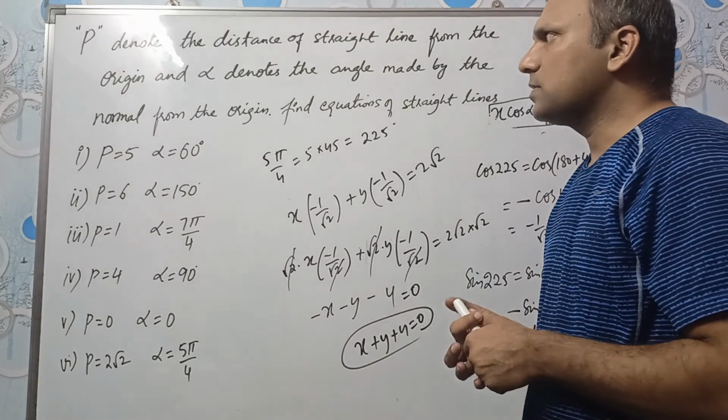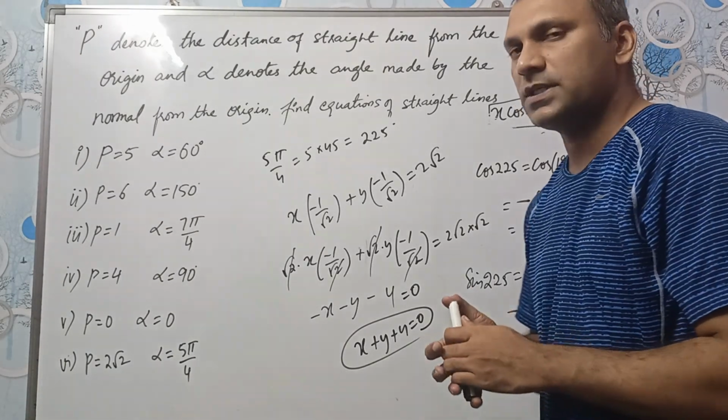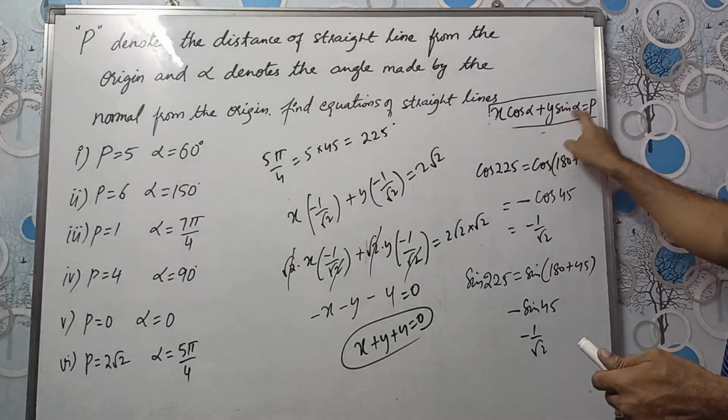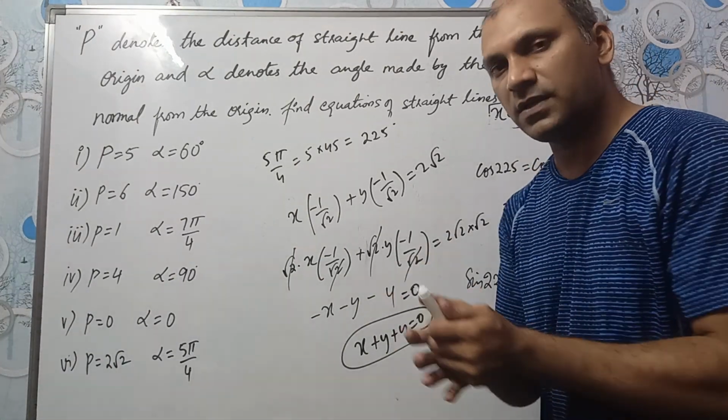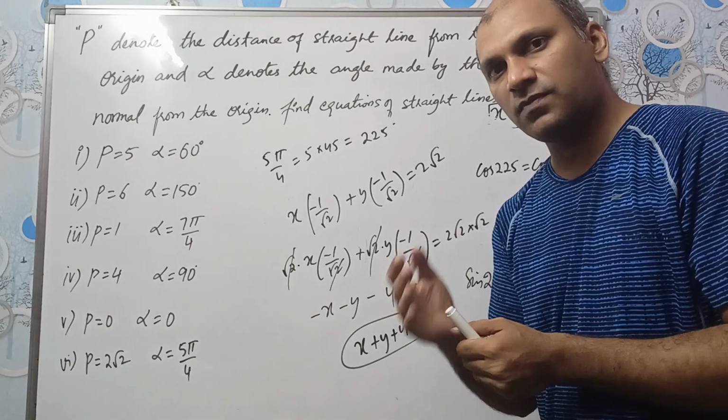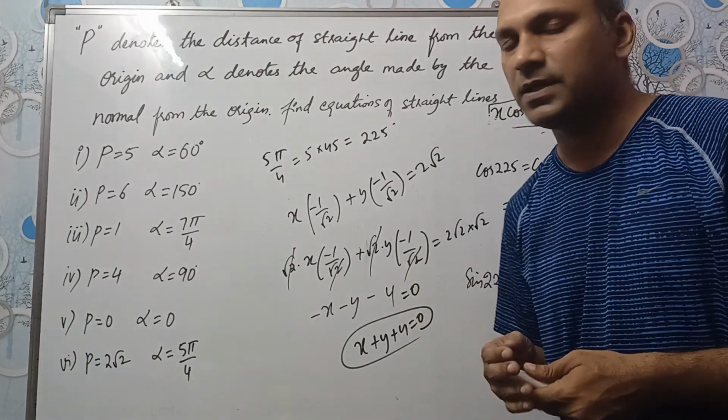Alright, so that's all in this video. I hope you understood the concept: x cos alpha plus y sin alpha is equal to p. In the next video, we will learn about the symmetric form. From the symmetric form of the equation, we will derive the parametric form.